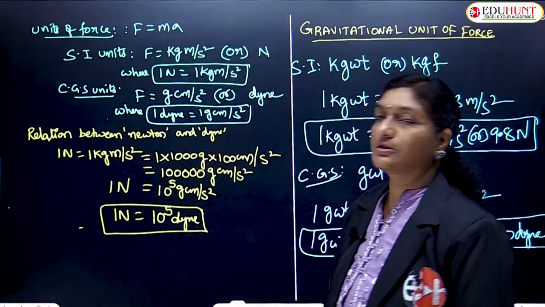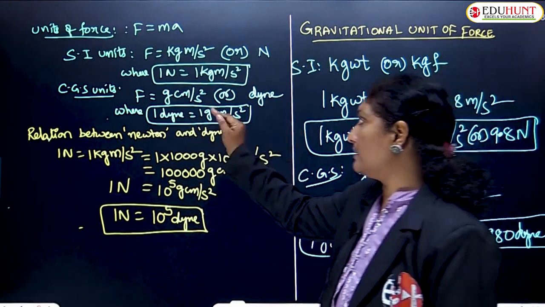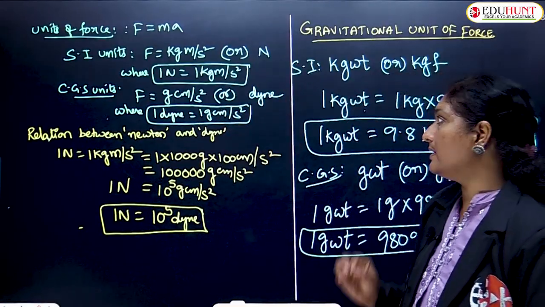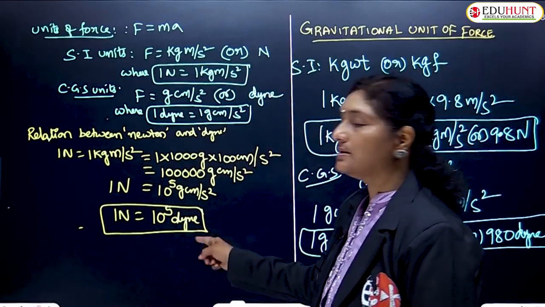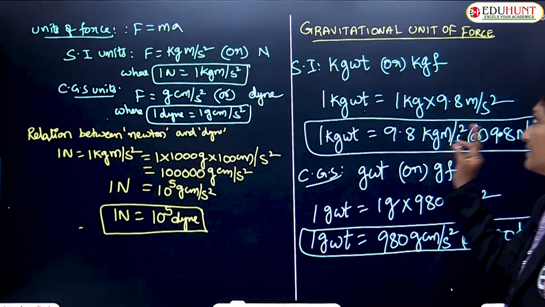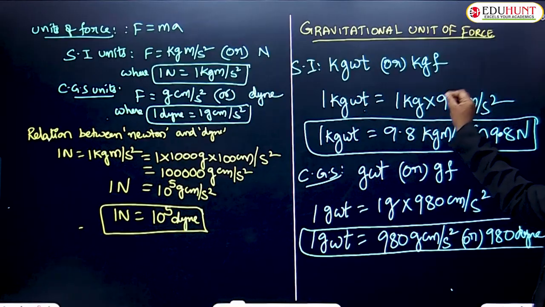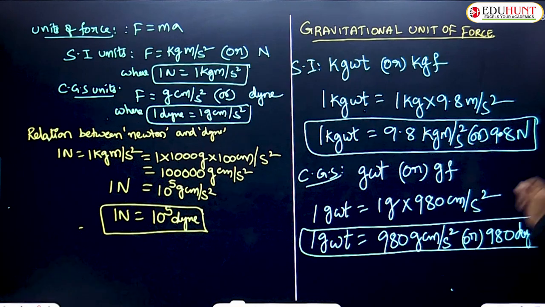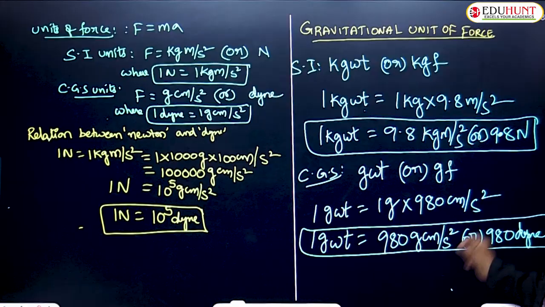Where 1 Newton is equal to 1 kg meter per second square. The CGS unit of force is 1 gram centimeter per second square or simply dyne, where 1 dyne is equal to 1 gram centimeter per second square. The relation between Newton and dyne is 1 Newton is equal to 10 power 5 dynes. And the gravitational unit of force in SI is kg weight or kg force, where 1 kg weight is equal to 9.8 kg meter per second square or simply 9.8 Newton, and 1 gram weight is equal to 980 gram centimeter per second square or simply 980 dyne.